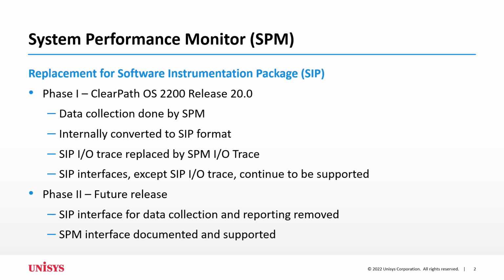SPM IO_Trace is the exception. SPM IO_Trace replaces SIP IO_Trace. There is no impact to third-party products using SIP interfaces in Release 20.0, except for those that access SIP IO_Trace data. In a future release, the Exec will no longer convert the collected data to SIP format. SPM interfaces will replace the SIP interfaces. At that time, all third-party vendors must update their products to use SPM formatted data and interfaces. Unisys will update user documentation to contain all record formats.